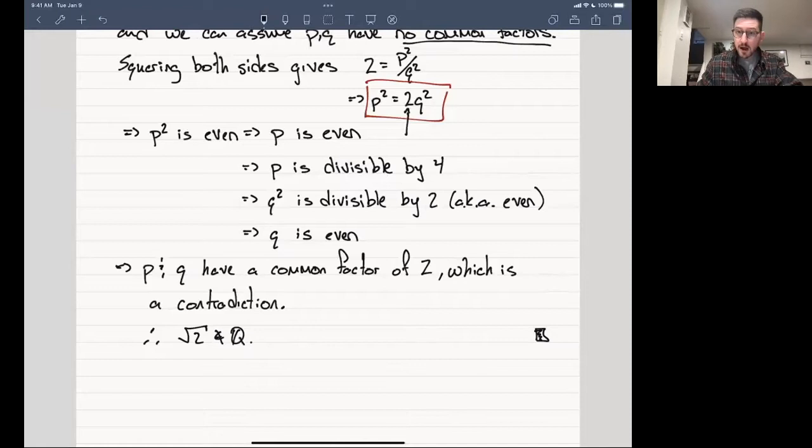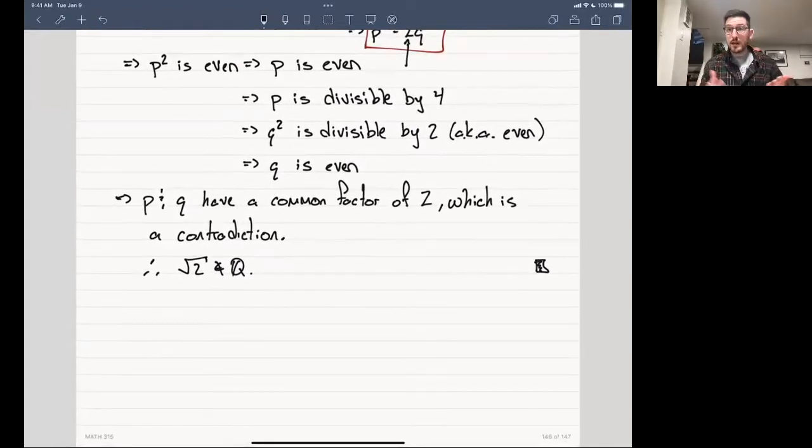So the question is, how do we construct this? What is it that this thing looks like? And how do we understand that such a number even actually exists? I just wrote it as the square root of 2. What actually is it? Well, what we could do is define a sequence.